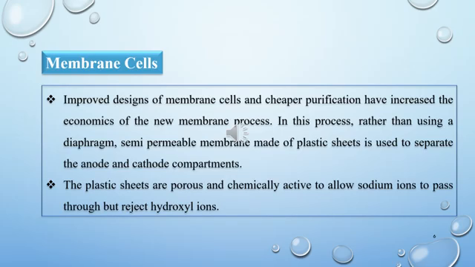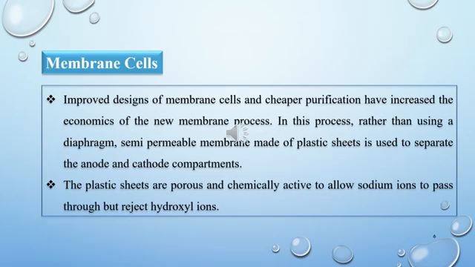In this process, rather than using a diaphragm, a semi-permeable membrane made of plastic sheets is used to separate the anode and cathode compartments. The plastic sheets are porous and chemically active to allow the sodium ions to pass through but reject the hydroxyl ion. Dear students, as we have discussed that in the diaphragm cell, there is the separation between the two electrodes by an asbestos diaphragm.